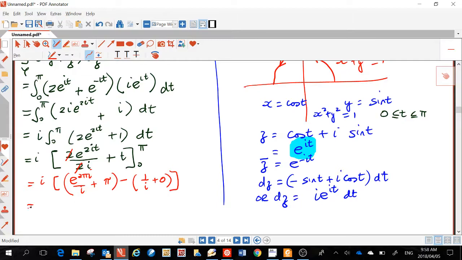So this becomes i into... What can you say about e to the 2 pi i? You should know the answer without working it out. But if you want to work it out, it's cos 2 pi plus i sin 2 pi, using Euler's theorem. Cos 2 pi is 1, sin 2 pi is 0. So it's 1 over i, plus pi, minus 1 over i. So then these two kill each other, and you get the answer i pi.